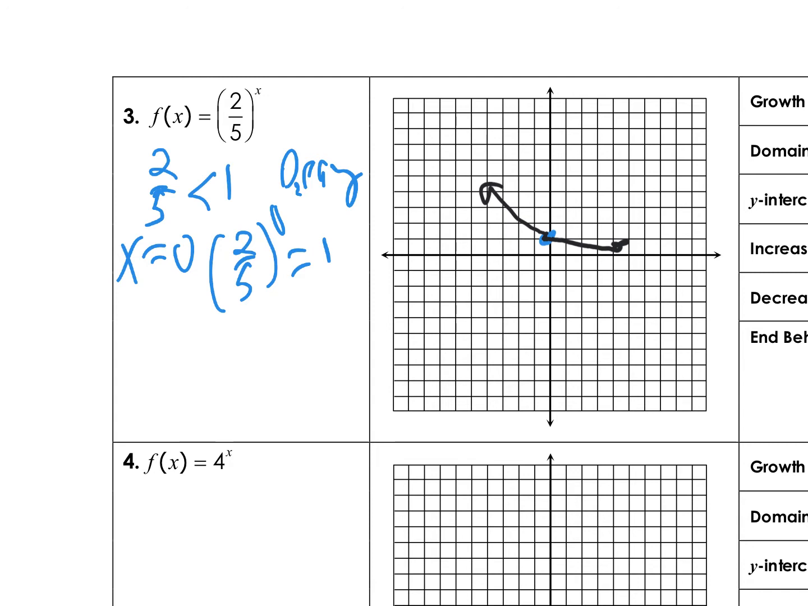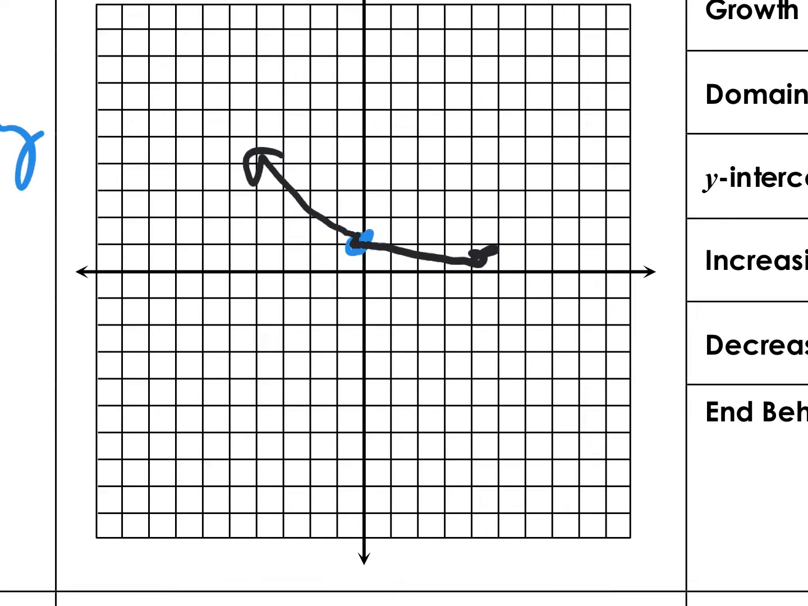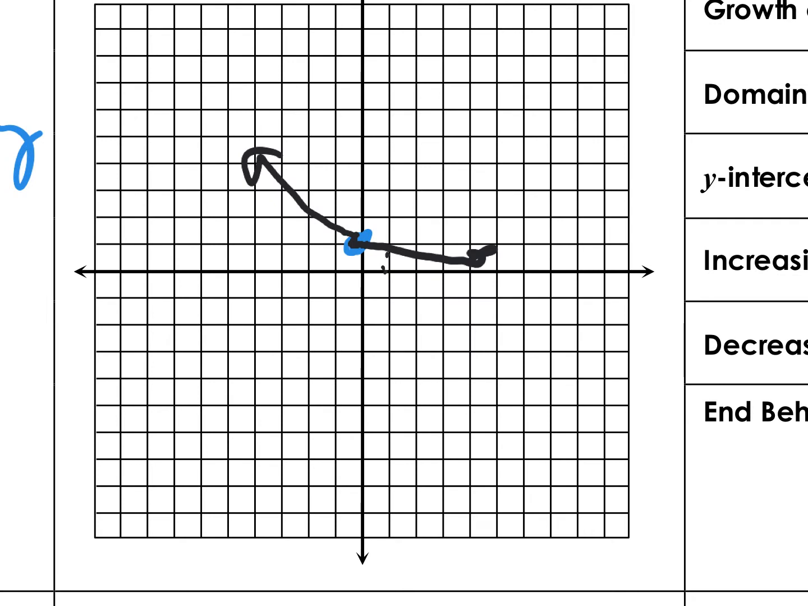Feel free to try another x. x is 1. 2/5 to the 1 is 2/5. So I know when right here it's 2/5, it's going to be down here. And if you were to put x as negative 1 and find out what happens here, you would find out that it's 2.5. So it actually is steeper than what I have here. Should have been (-1, 2.5). Should be more up here.